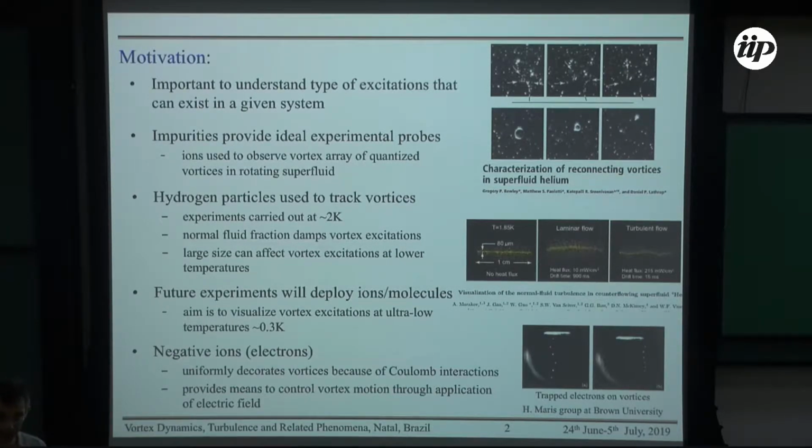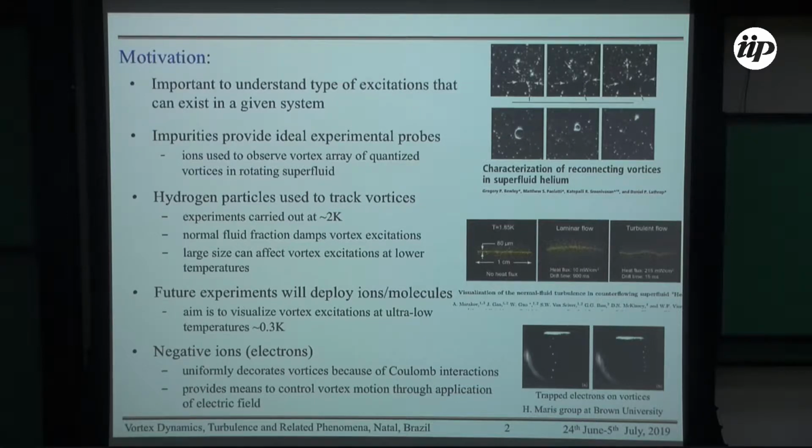And in the early days, they were used to study vortex arrays that were created in a rotating vessel of helium. More recent years have seen application of various probes at temperatures of around 2 Kelvin, where even though the medium is superfluid, there's still a significant normal fluid fraction present. And so the vortices that they were able to decorate with hydrogen ice particles and visualize were highly damped and did not exhibit the complex type of excitations that are believed to arise at very low temperatures. So there are now efforts underway in various groups.